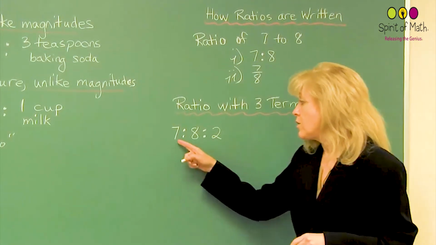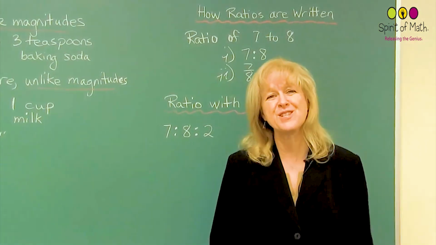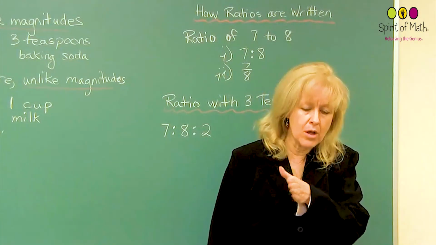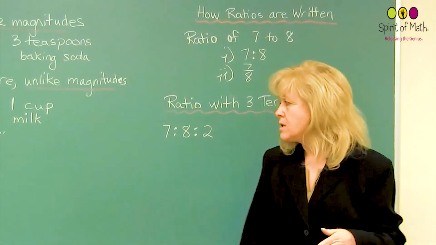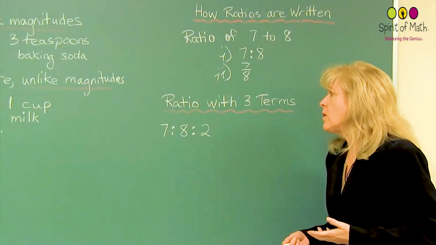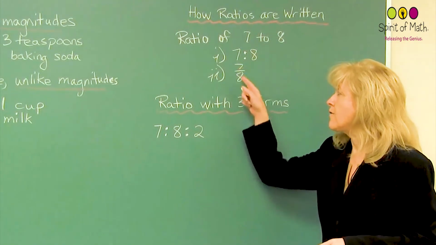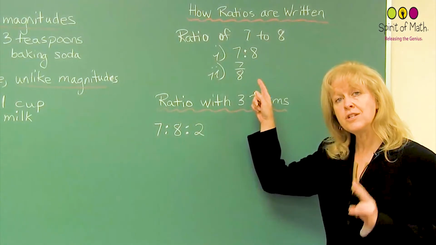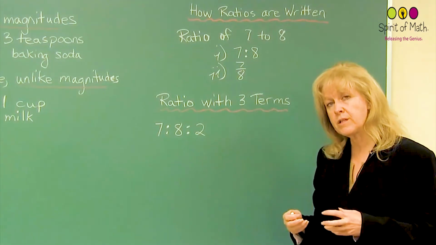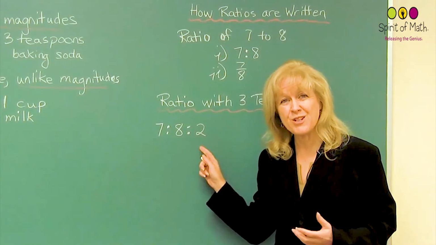Now you can have 3 numbers, 4 numbers, 5 numbers, any number of numbers in a ratio as long as it has meaning: this to this to this to this, and it's all consistent in some way. So if you have 7 to 8 to 2 as a ratio, you can only write it in that manner. You cannot do it with 3 or more terms in a fractional form like you can with 2. With a ratio of just 2 numbers, you can do a lot more with it. It's a little more flexible, or easier to do.